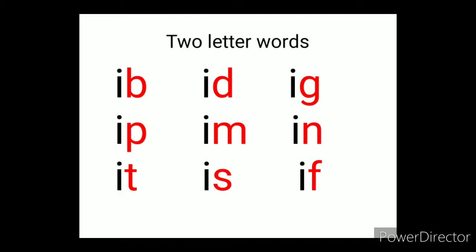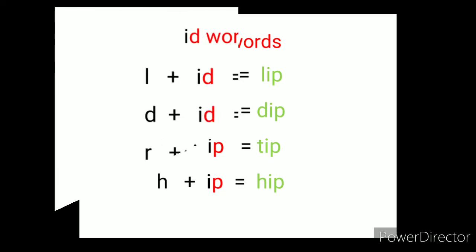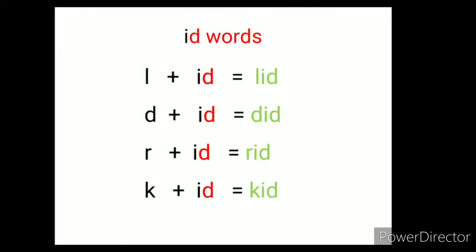Okay, now let's see some three-letter words. Now children, you can read E, p, ip. Now let's see some ip words. L, ip, lip. D, ip, dip. Now this way, one consonant you will add in front of the ip and you will read it like t, ip, tip. h, ip, hip.